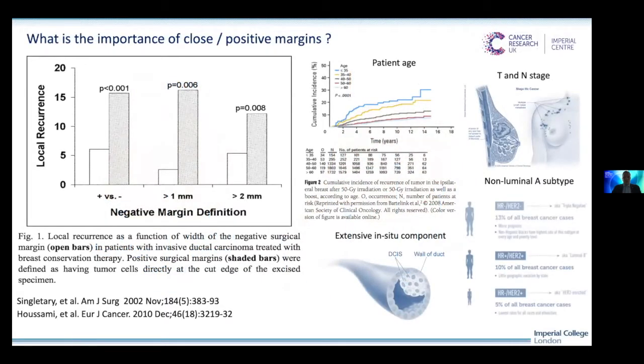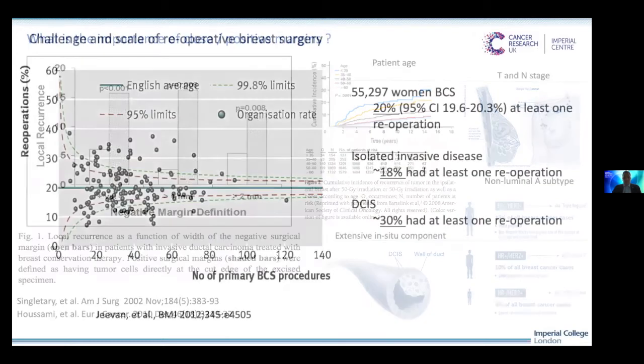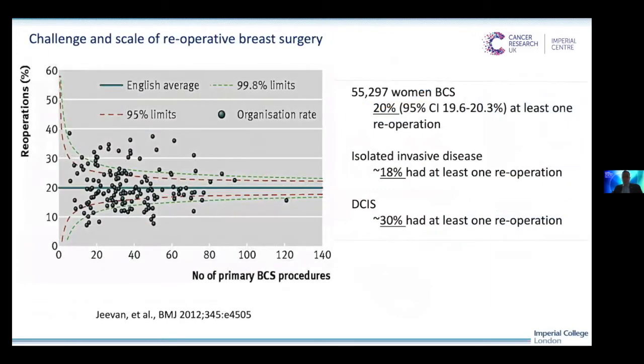Why are close positive margins of significance? I guess it goes without saying, you won't be surprised to see this data on the left of the screen, that if you have a positive margin, you're at significant increased risk of locally recurrent disease. And hence those patients where the margin is too close for comfort tend to have re-operative surgery.